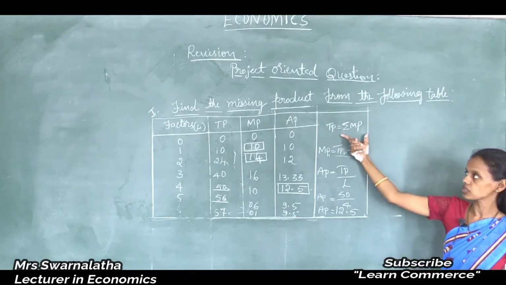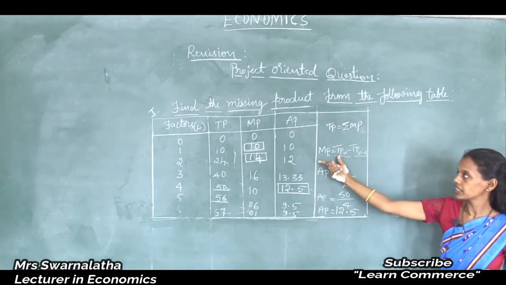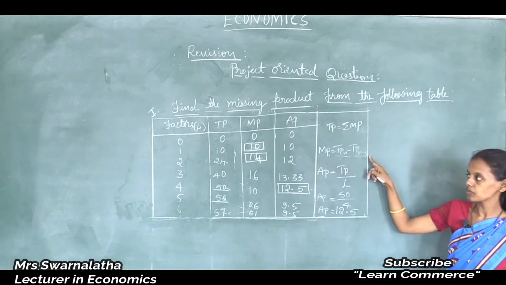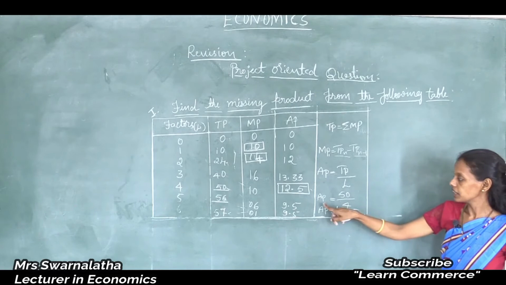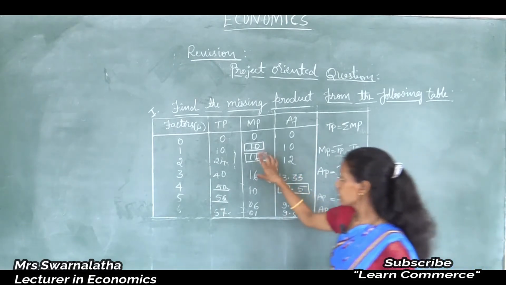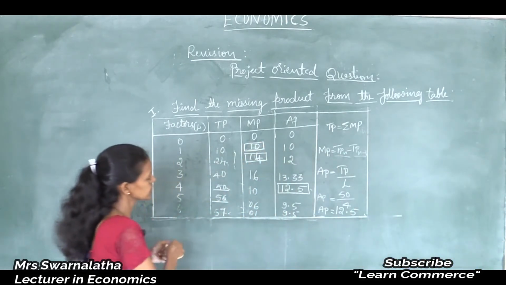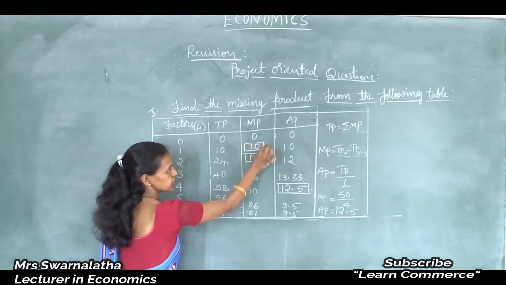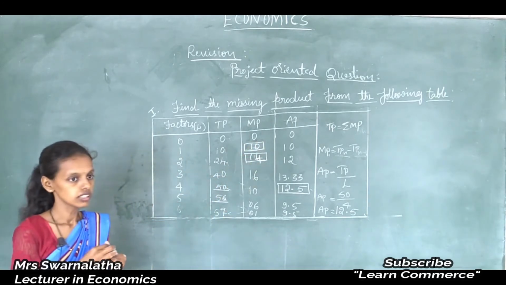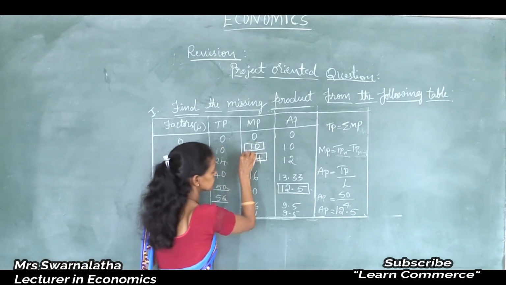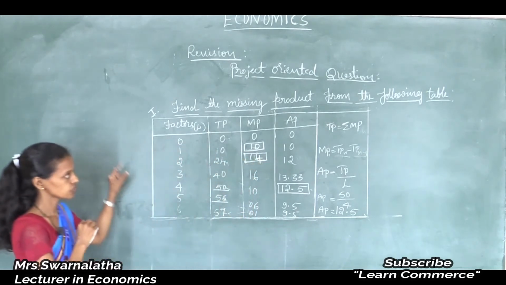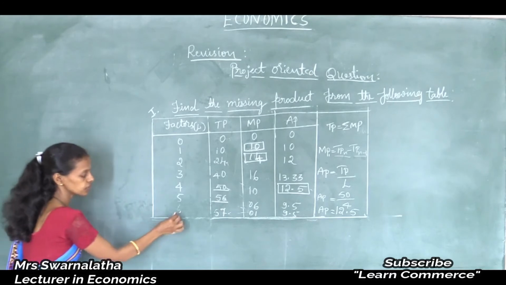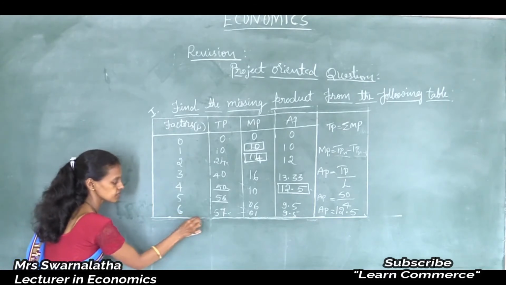First one, TP is equal to summation of MP. To find the MP, TPn minus TPn minus 1. To find the AP, TP by L. And to find the missing product, wherever the dash is given, you should make a box like this, then you can easily remember, then it is easy to score. So it is important for 5 marks.